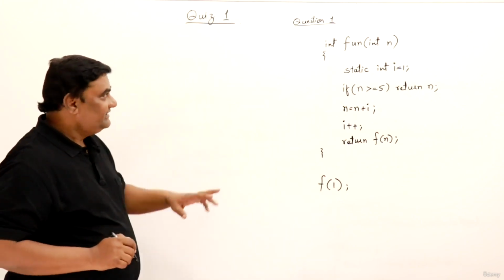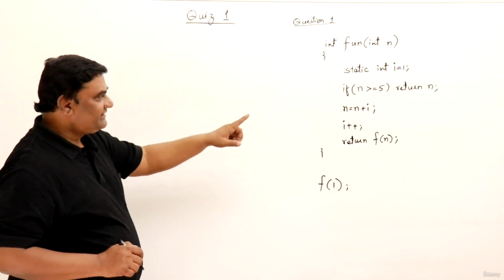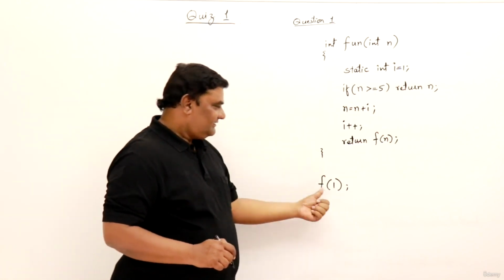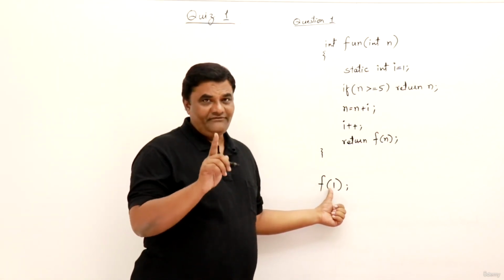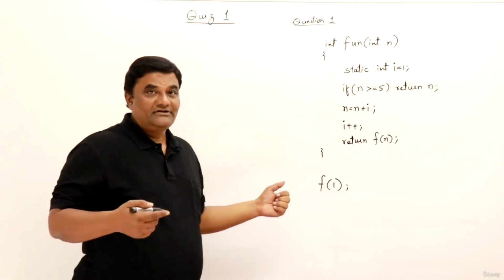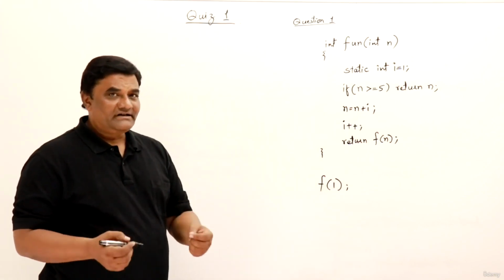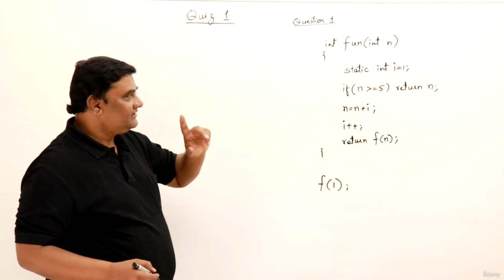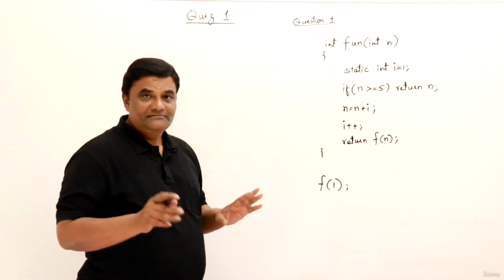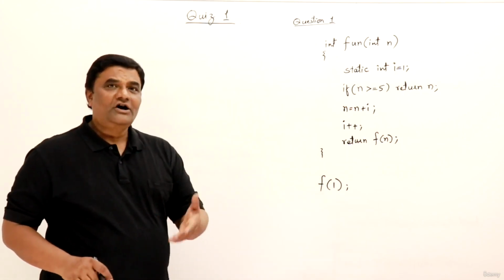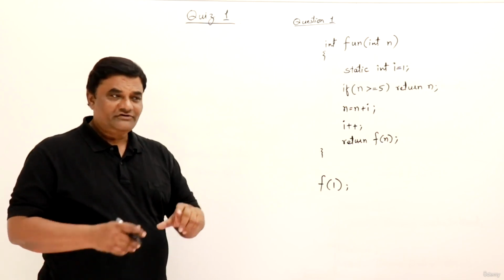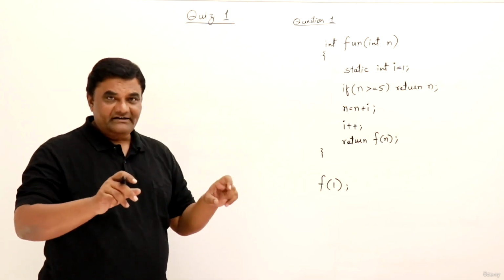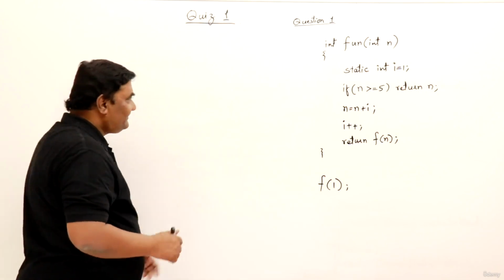I have the first question here. This is a recursive function, and it is called for f of 1. We want the result: what will the function return if it is called for 1? Recursive function, how to trace, I have already shown you. So the tracing tree will be prepared. Let us start preparing the tracing tree.